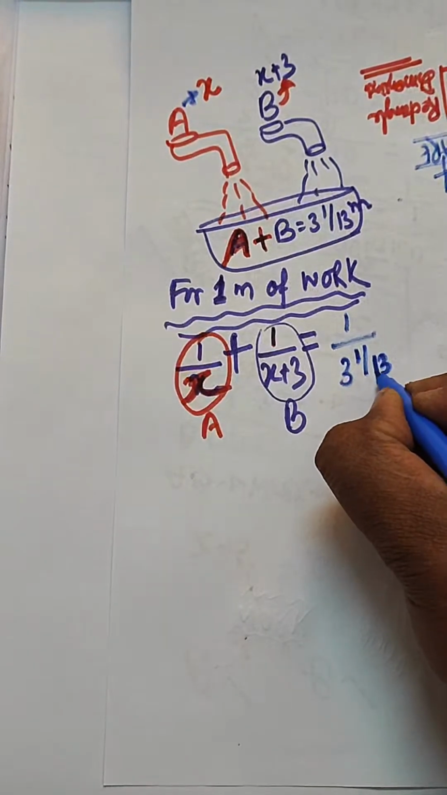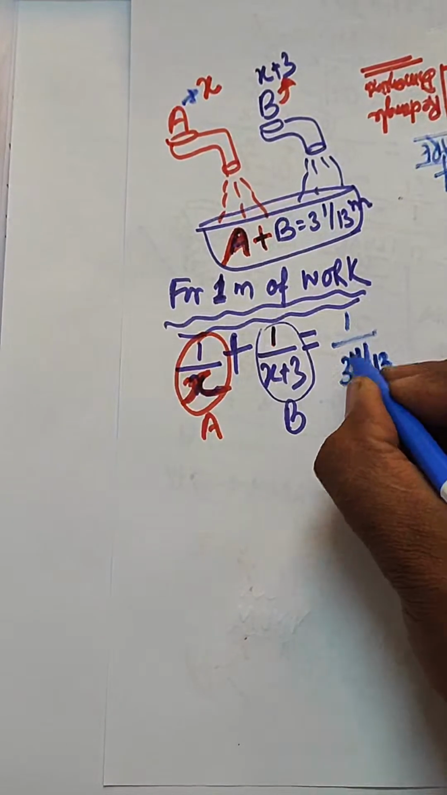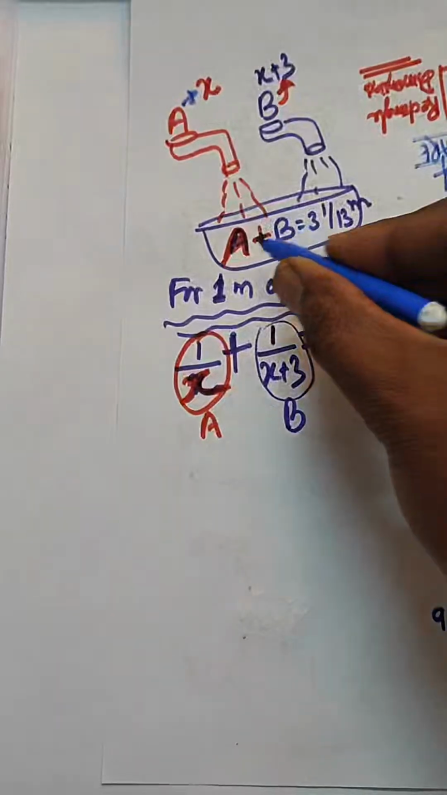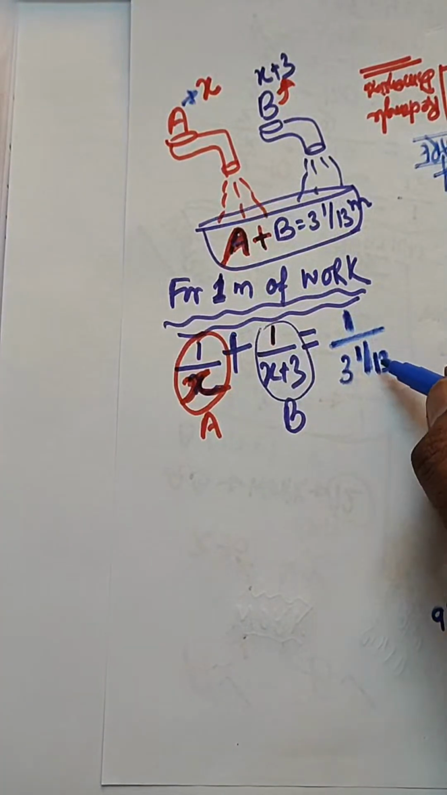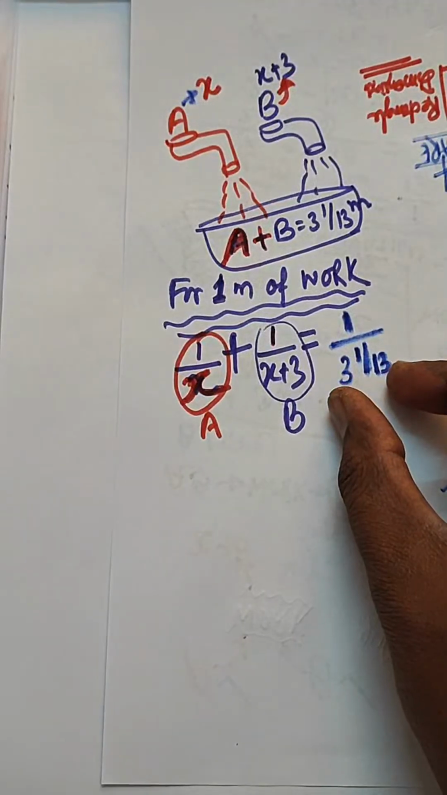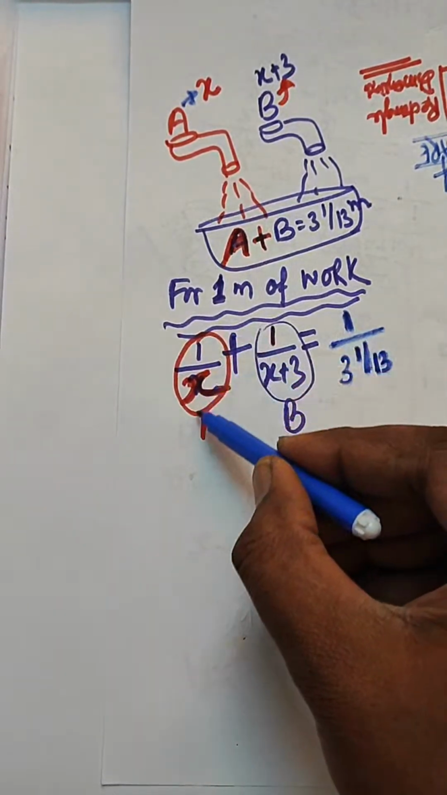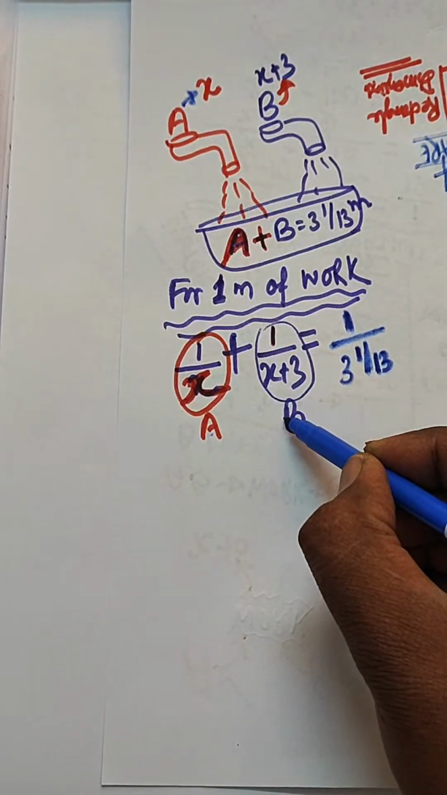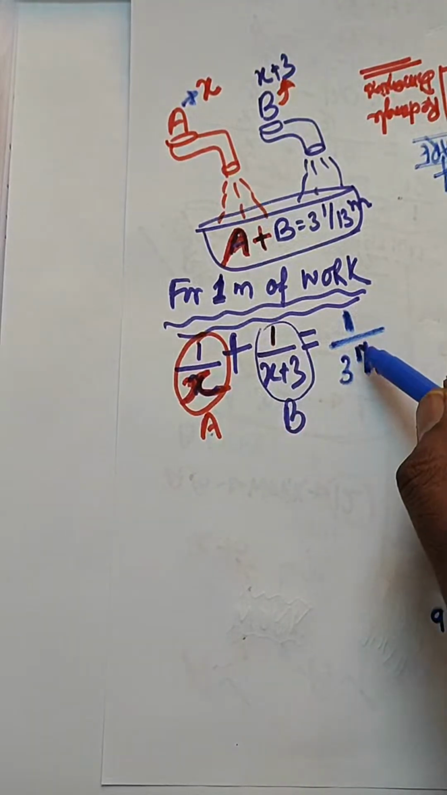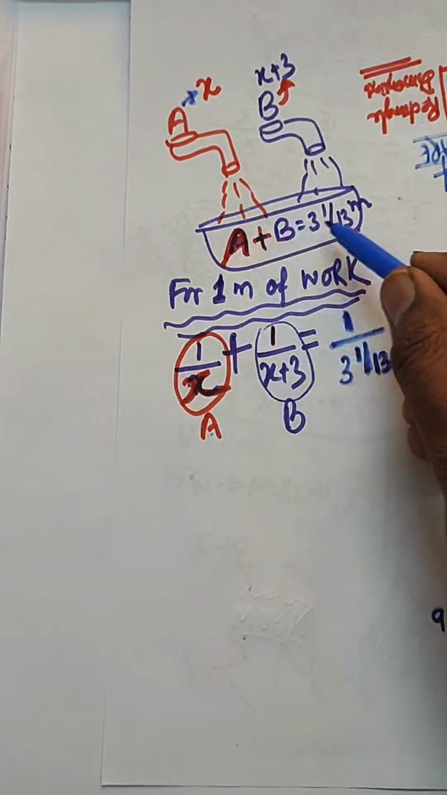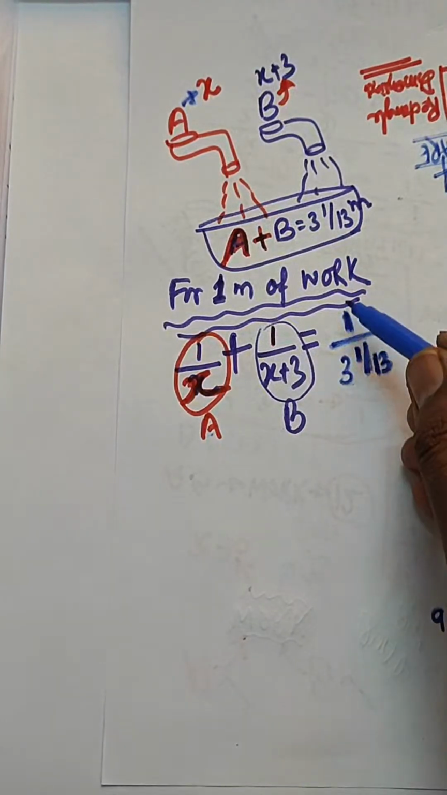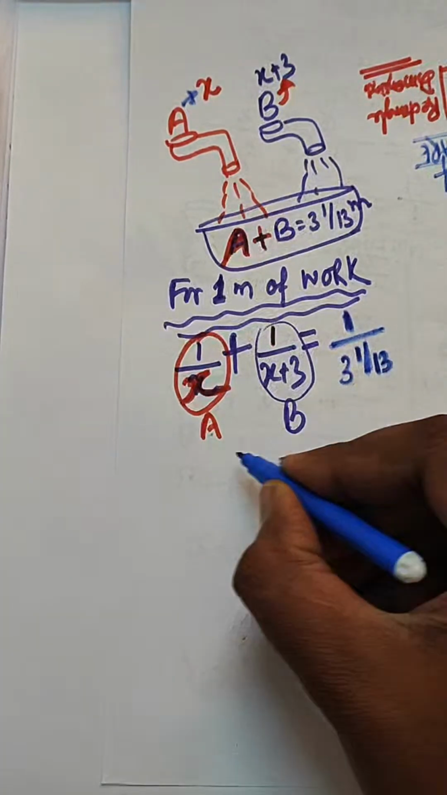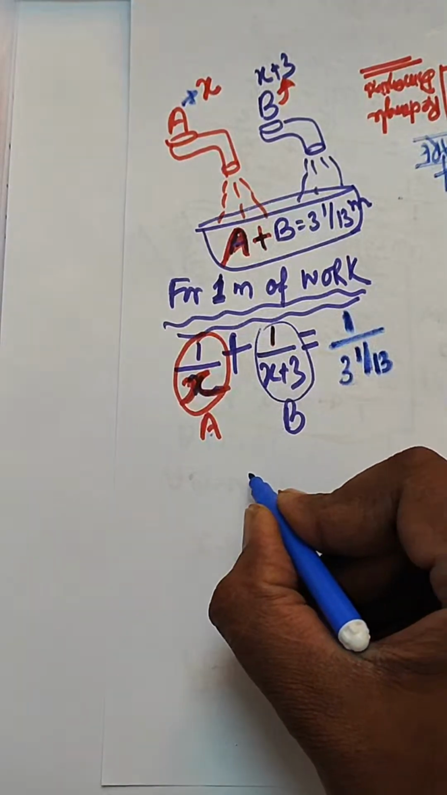Unitary method: if A and B jointly complete in 3 1 by 13 minutes, then in 1 minute the part of the cistern which is filled is 1 by 3 1 by 13, and this will be equal to the RHS, because this is the portion completed by A in 1 minute, this is the portion completed by B in 1 minute, okay? And when we add together, this will give you the portion of the tank filled by A and B working together in 1 minute.